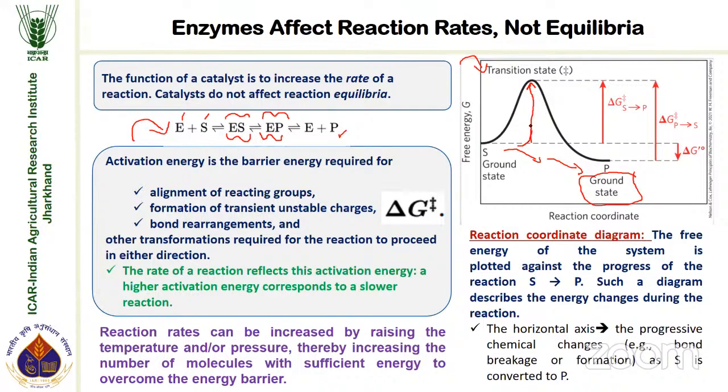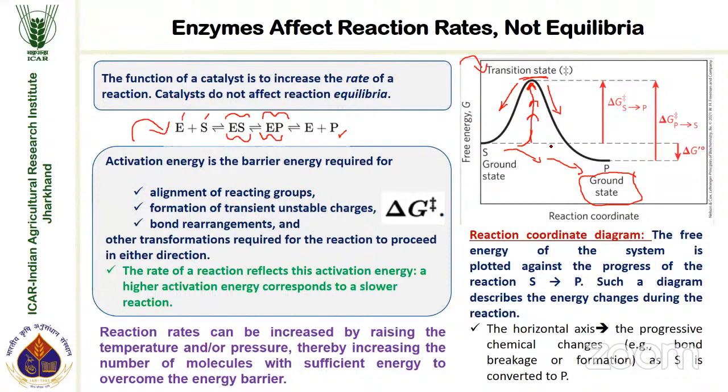The substrate gains enough energy to reach the threshold energy level, from where conversion to product is equally probable. This is the transition state, where the substrate can be converted to product or back with equal probability. So this activation energy is very much required.